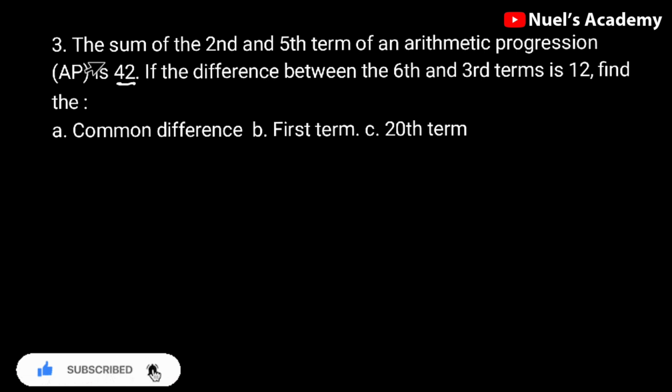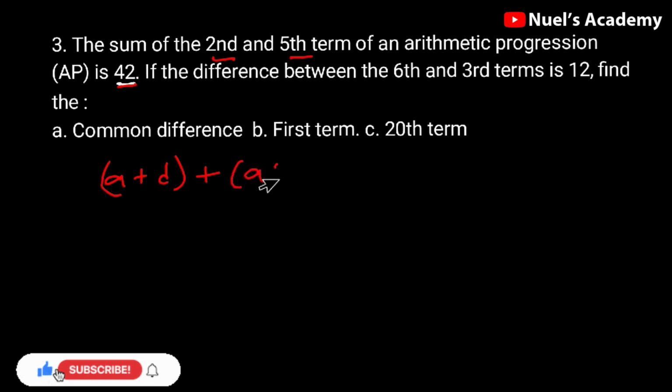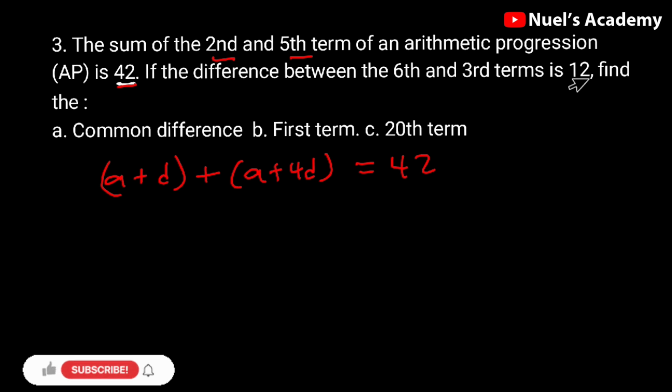Question number 3. The question reads, the sum of the second and fifth term of an arithmetic progression AP is 42. So the second term of an AP is equal to A plus D, like I explained earlier. Then he said the sum, that is plus the fifth term, which is equal to A plus 4D, is equal to 42. This is equation 1.